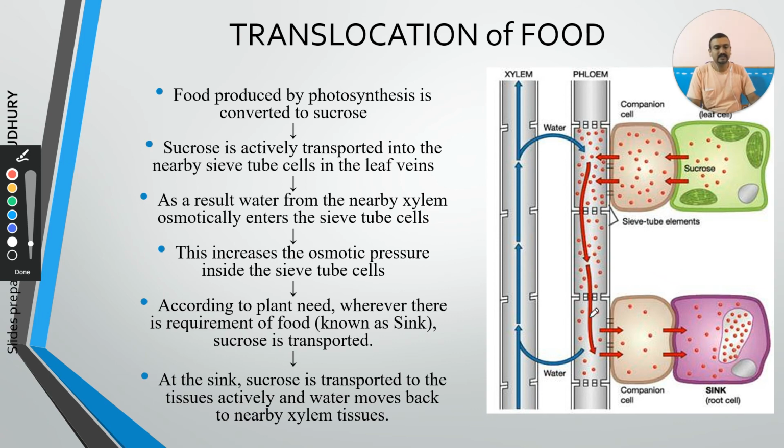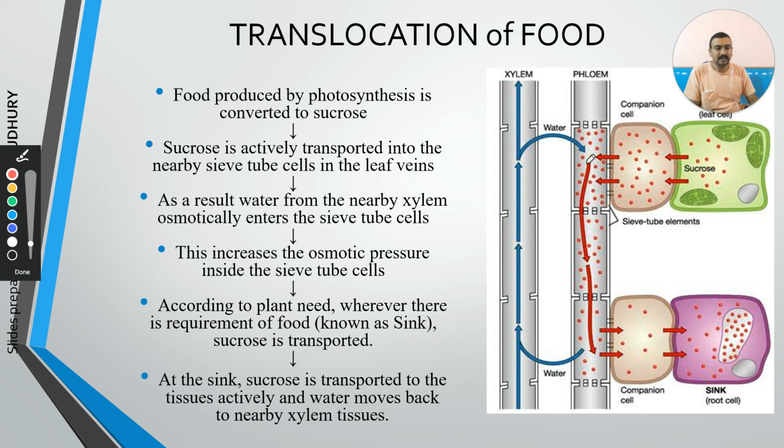Then here, once the food is transported, again those sucrose molecules will be transferred from the sieve tube cell to the companion cell, and then from the companion cell to this sink cell, which could be a root cell or some other cell. Again by using energy once more. So again that's why we call it active transport.